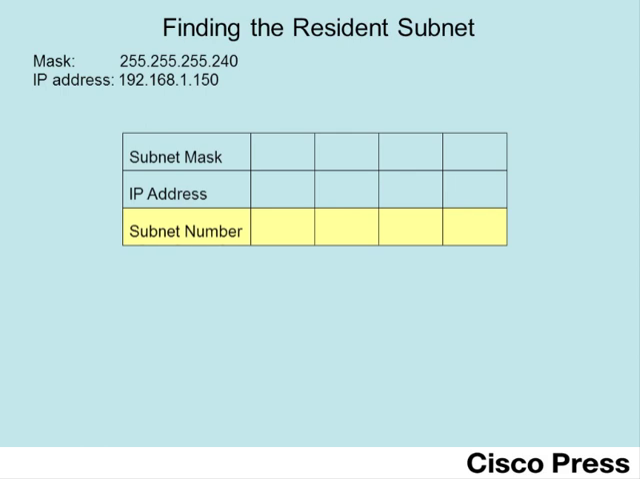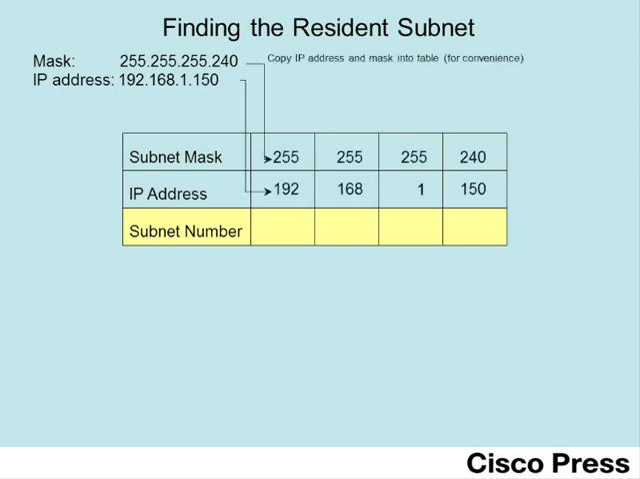So looking at this particular example, we start with the IP address and mask listed at the top of the page. To organize the problem a little more clearly, just so you can see what's what, we'll put the subnet mask in the top row of a table and the IP address in the row below it. Then we're going to write the subnet number in the third row of the table.